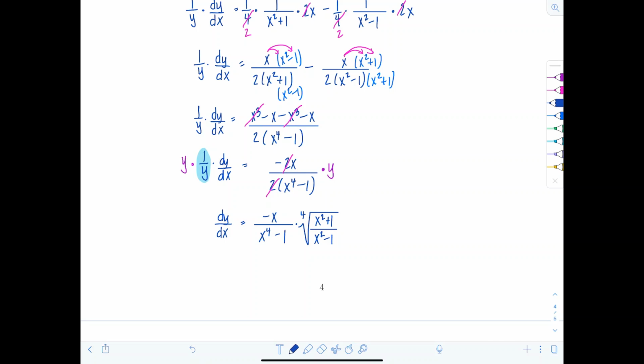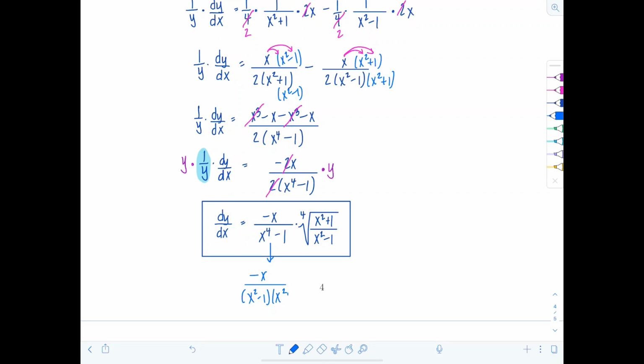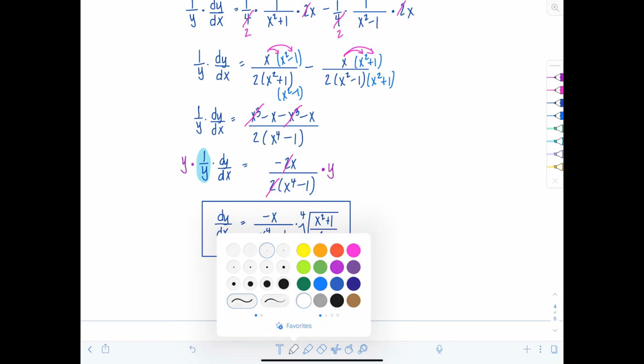Okay, good. So we'll leave it like that. You could clean it up more if you wanted, because remember, x to the fourth minus 1 here. This is negative x over x squared minus 1, x squared plus 1.